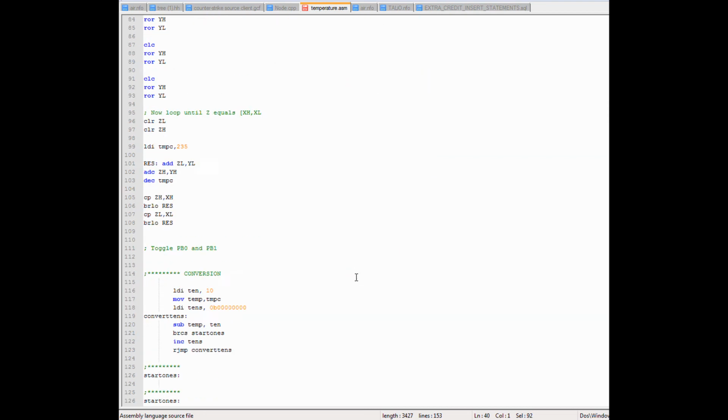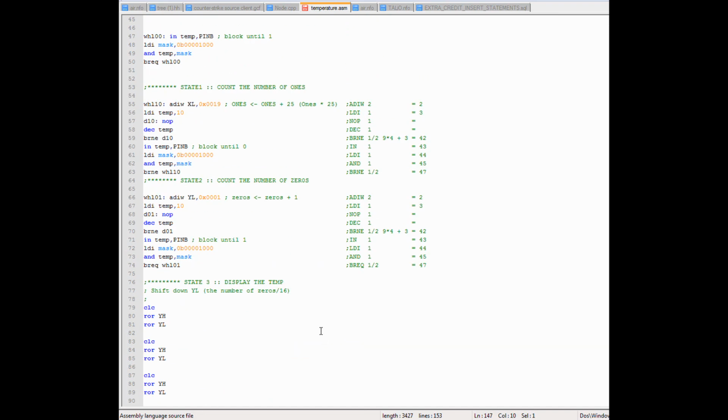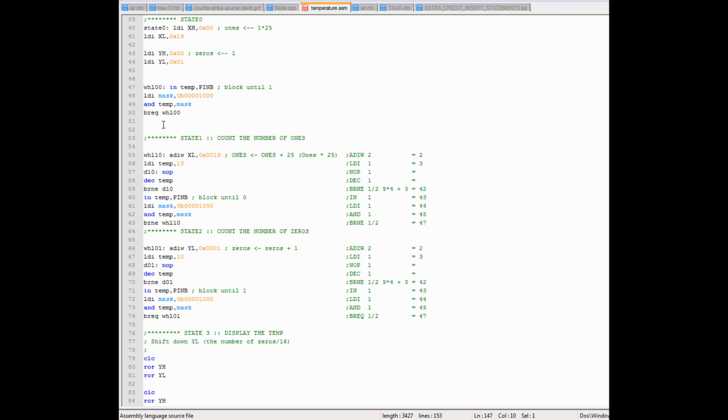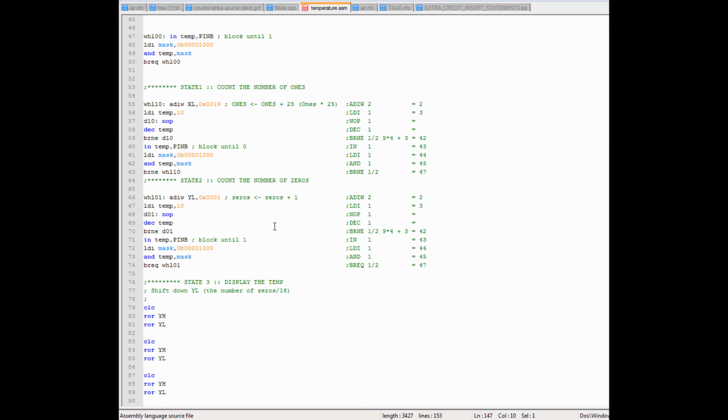It'll wait for a 1 to come in, so you block until 0. Oh, I'm sorry. This blocks until 0, so it waits for a 0 to come in, and then it jumps back up to state 0, which resets the variables. And then that waits for a 1 to come in, and then the whole thing goes through again. It just keeps going.